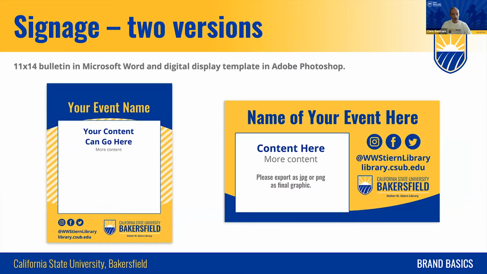There are two versions of signage. The one on the left is really for bulletin boards, and the one on the right is for digital displays. The one on the right is in Photoshop format. I know a lot of you may not have Photoshop. If you don't, we can create a template in Word for you, or PowerPoint, whichever is easiest. So just reach out to us. All of these things are customizable, and we can help you with specific needs. So reach out at any time.